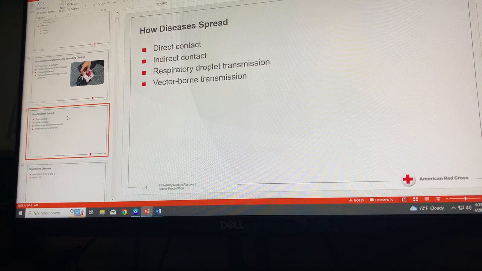Okay, so vector-borne transmission. Vector-borne transmission of diseases such as malaria, rabies, and West Nile virus occurs when an infectious source such as an animal or insect bite or a sting penetrates the body's skin.